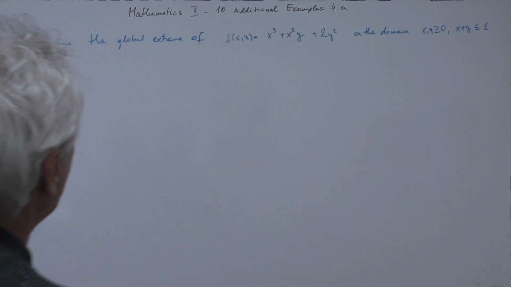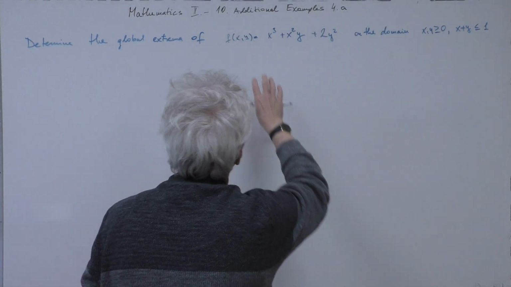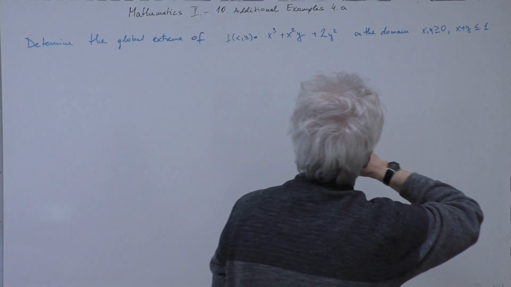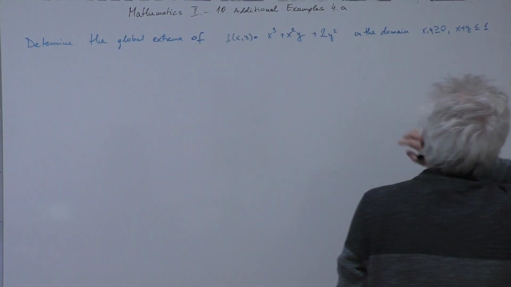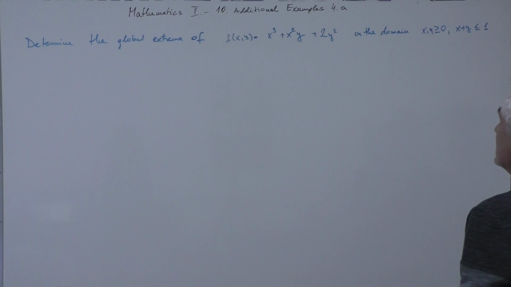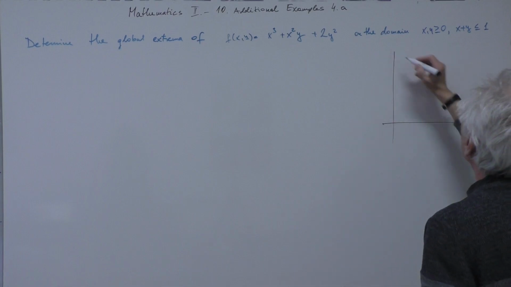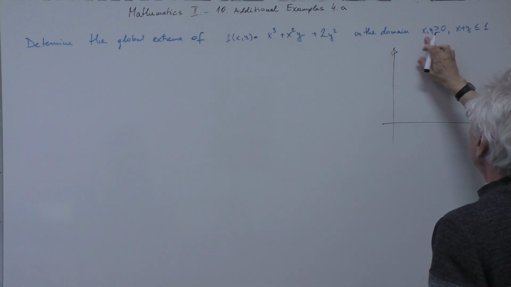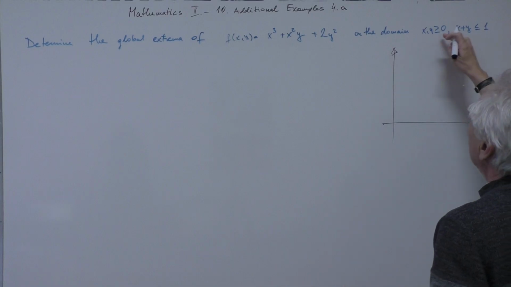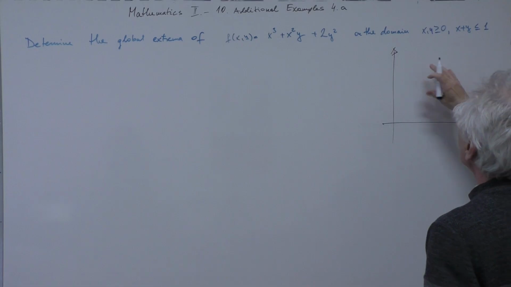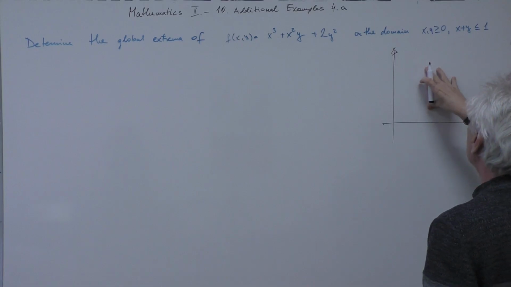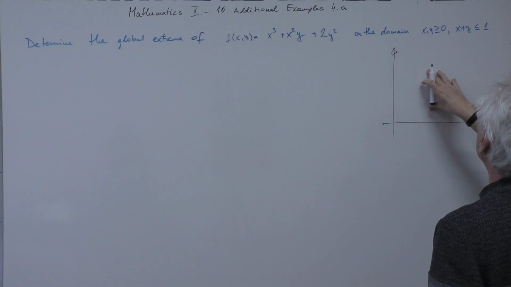So let's see the next problem. As we can see, the function is very nice, a polynomial function, and the domain is given by these inequalities. The first thing is we are going to sketch the domain. The conditions that x and y are greater than or equal to 0 gives us that the region is in the first quadrant.